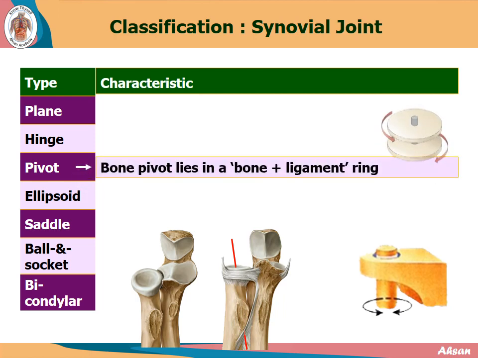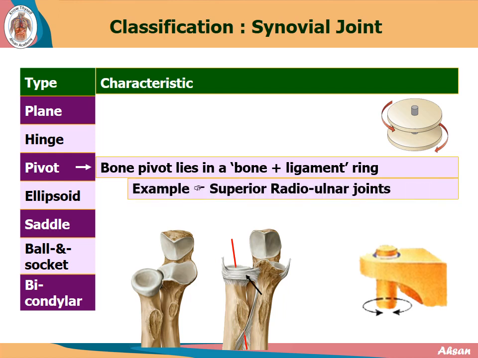Let's move to the pivot variety. Pivot variety means one ring is there. This ring may be composed of bone and ligaments together. Here I have shown the superior radioulnar joint. The arrow is indicating the ligamentous part of the ring, and the left figure is showing the bony part. So this is the superior radioulnar joint. The movement possible is rotation. The atlantoaxial joint is also a pivot variety and allows rotation movement only.